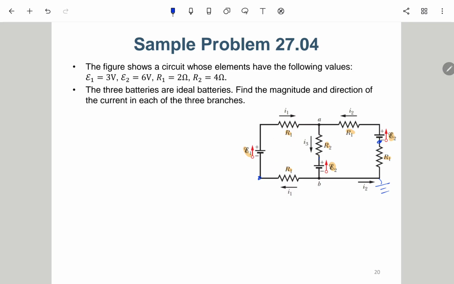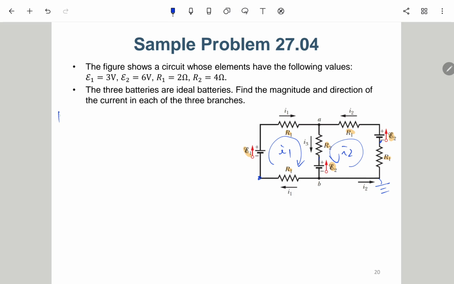Here we try to use the mesh analysis because clearly we only need 2 meshes. Let's say this is I1, this is I2. I just use I2 following the direction of I2 here. Of course, you can still define I2 to be clockwise, ignoring the direction shown here. It doesn't matter whether you assume the current to be clockwise or counterclockwise. If it is a negative value, that means the assumption should be reversed.